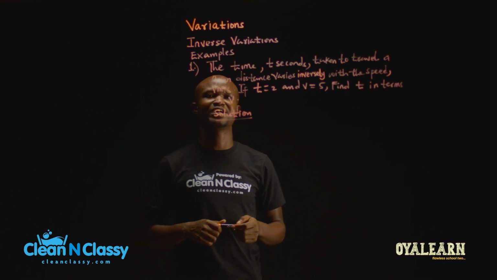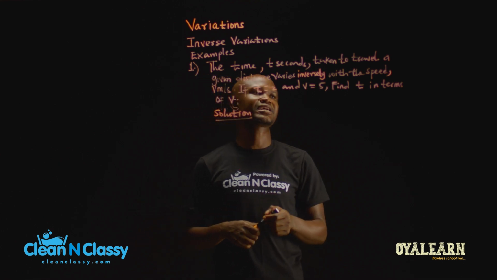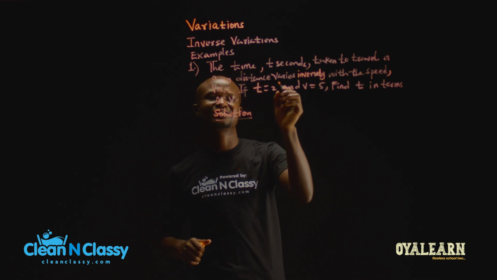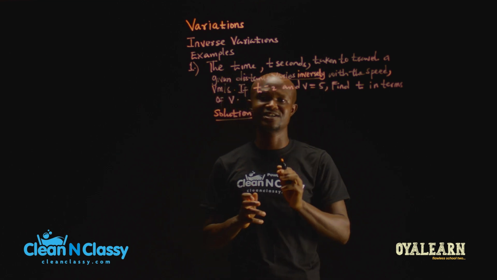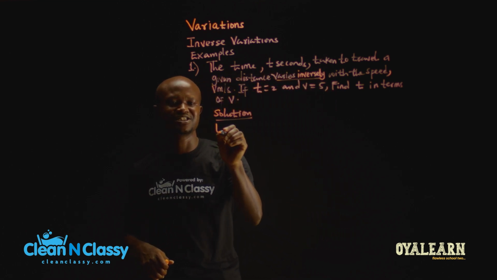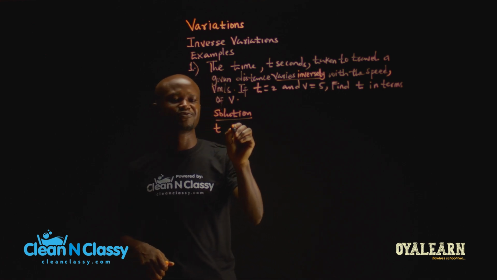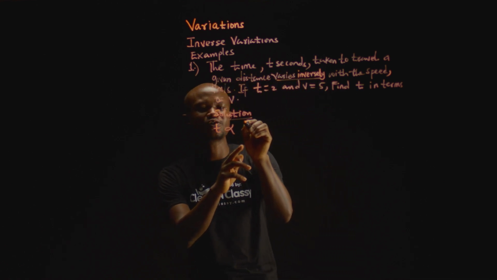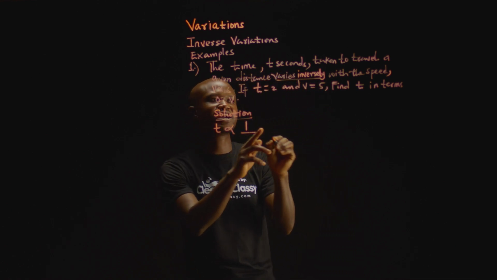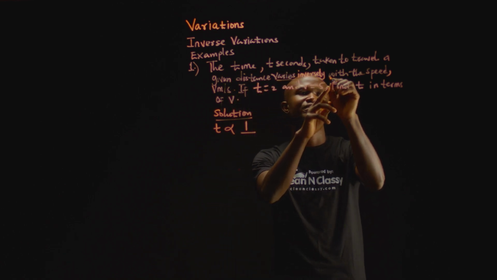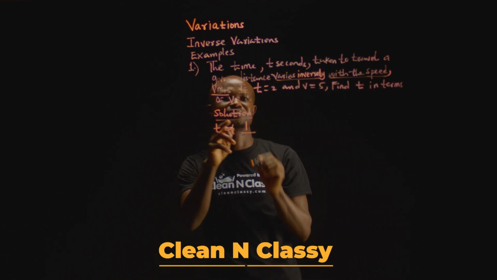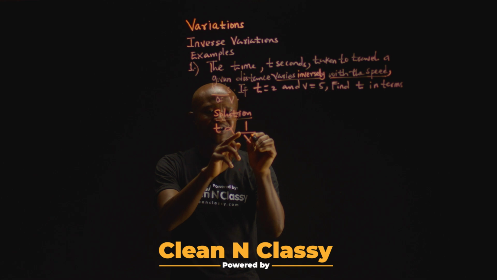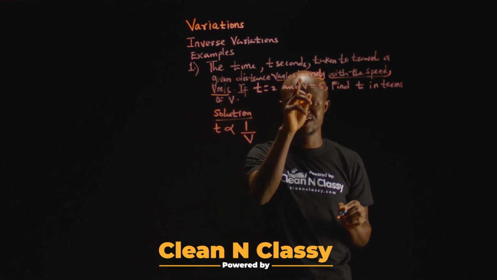Now, from the first statement, the time t taken to travel a given distance varies what? Inversely. Varies inversely is very important. Once you have varies inversely, it's going to be 1 over v, because we are dealing with varies inversely.